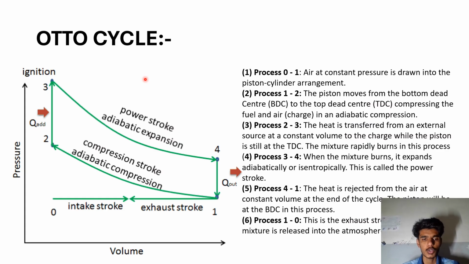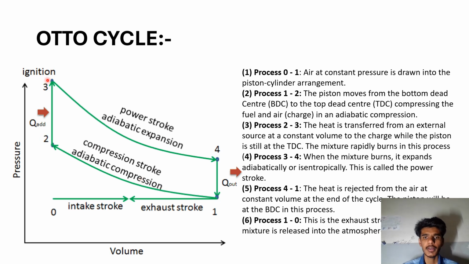Now we have the Otto cycle. This is the PV diagram which shows the difference in pressure and volume during the process in the cylinder. So process 0 to 1 is the intake stroke. The air at constant pressure is drawn into the piston cylinder. Now the process from 1 to 2, the piston moves from BDC to TDC, compressing the fuel and air in the adiabatic compression.